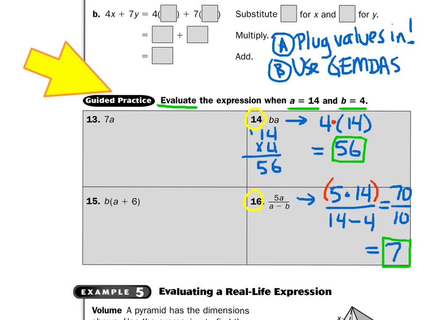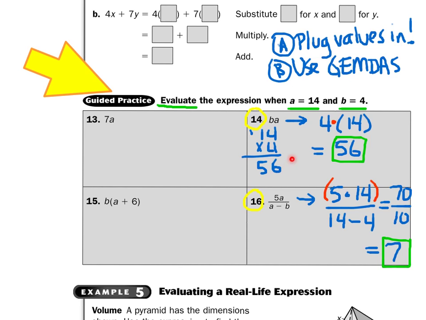Let's look at how to evaluate an expression when A equals 14 and B equals 4. So there's actually two steps. We're going to plug in the values, and then we use GEMDAS to help us get a final answer. So take a look at number 14. B times A. Well, I substitute the 4 in for B and the 14 in for A. And remember, when two letters are right next to each other in algebra, that means multiply. So I put that multiplication symbol in. So 4 times 14 would give us the answer of 56.